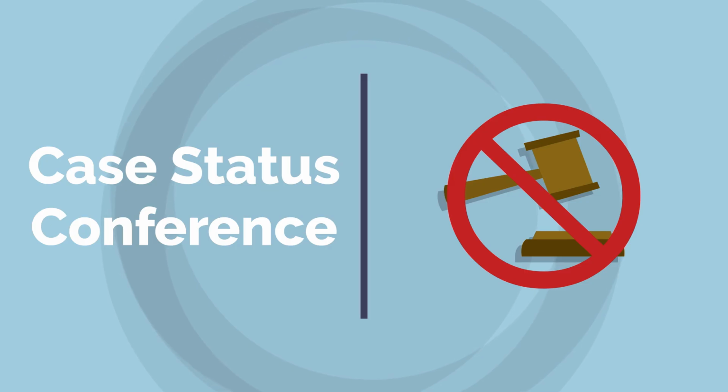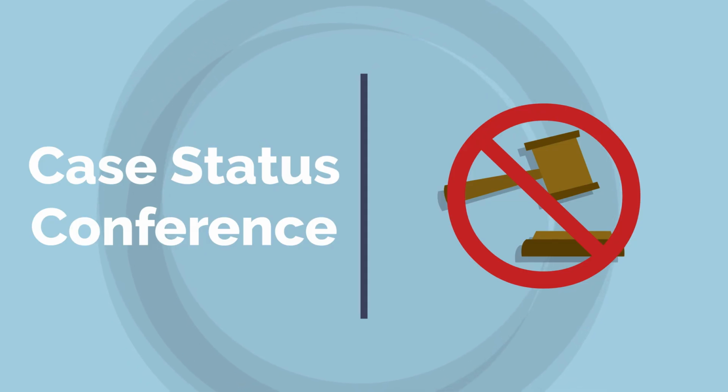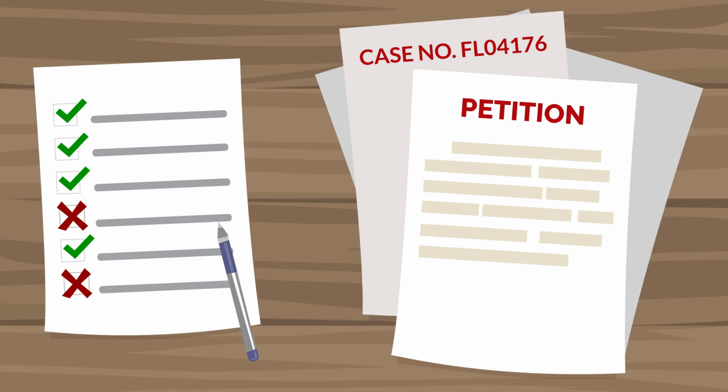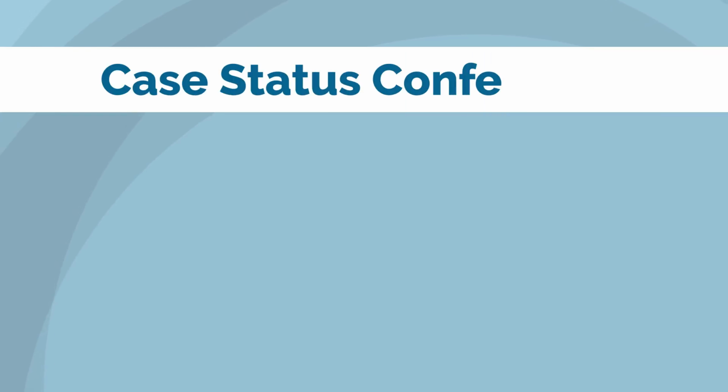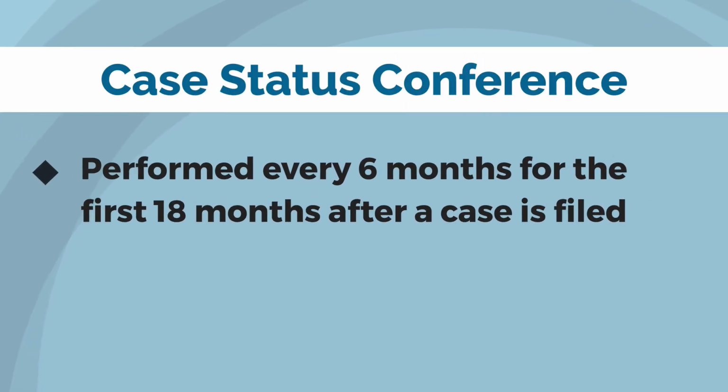It is very important to understand that this status conference date is not the date the judge will grant a divorce or make any orders. It is simply to let you know that your case is not yet finished and there are more documents you need to complete. The court is required to review your case every 6 months for the next year and a half to inform the parties that the case is not complete.